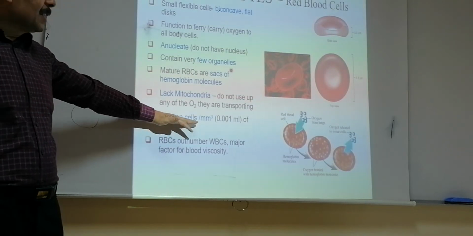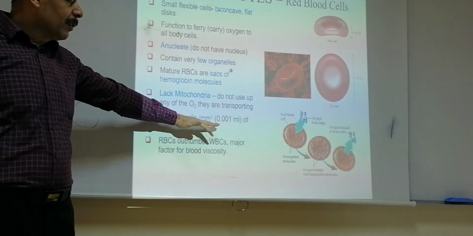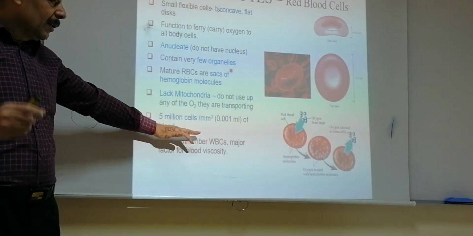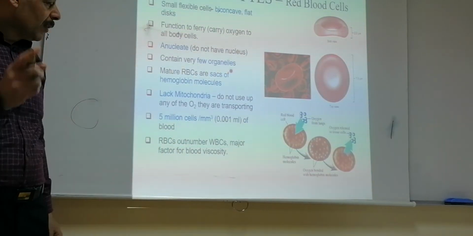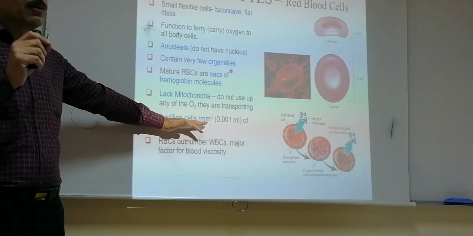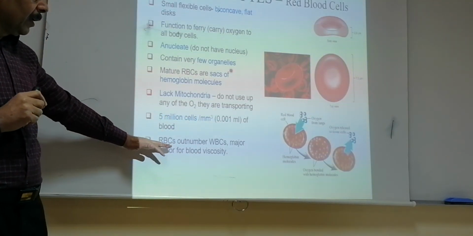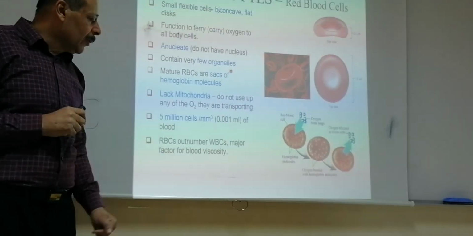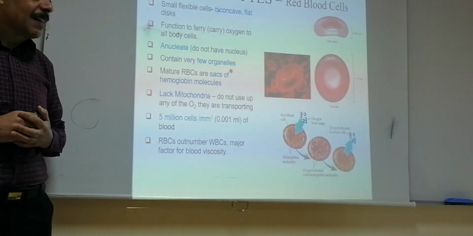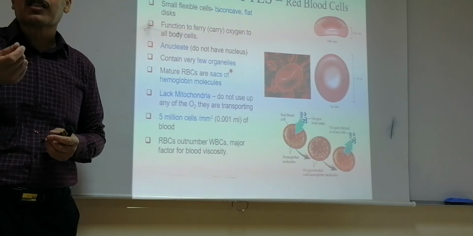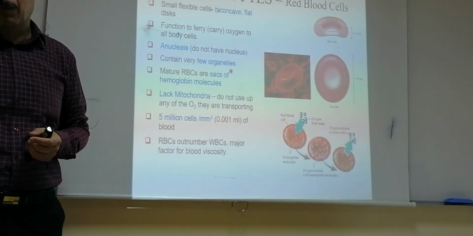There are 5 million cells per cubic millimeter. So each cubic millimeter has 5 million red blood cells. Red blood cells are also a major contributor to blood viscosity. It is the one which gives the viscosity of the blood.